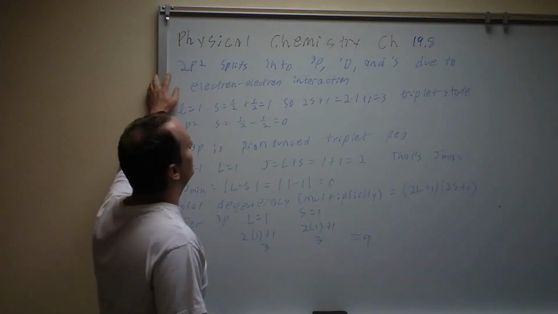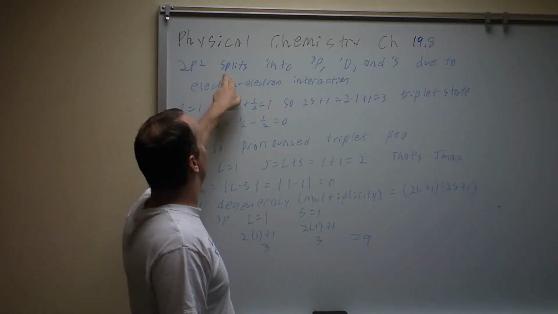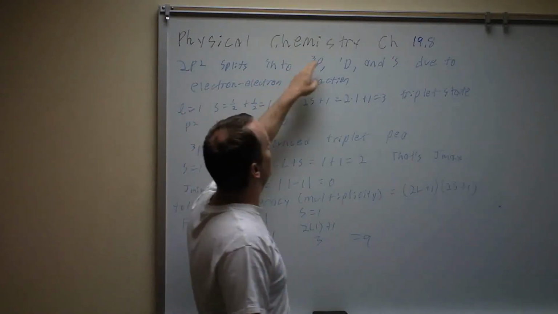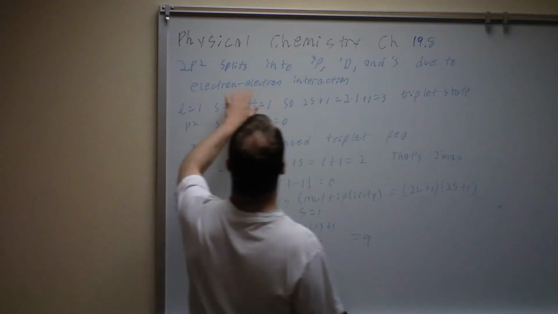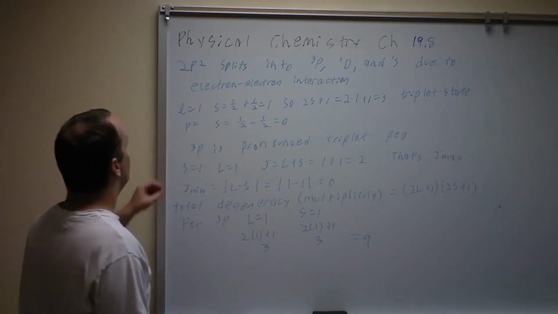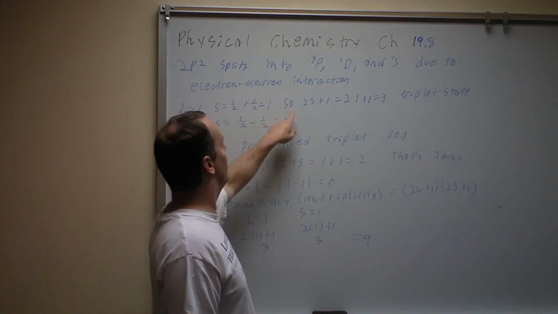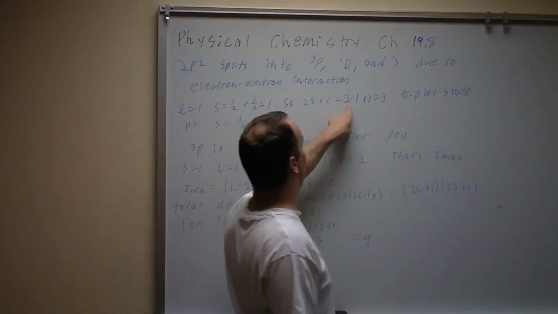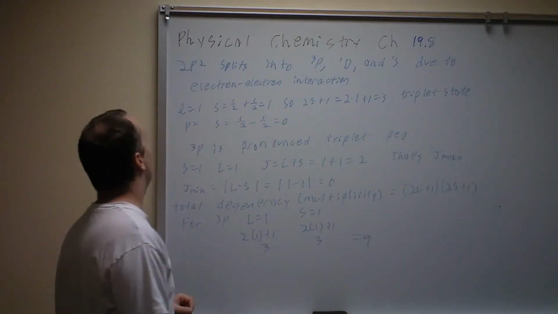Continuing on physical chemistry, chapter 19, section 8. So let's say we have the 2p2 configuration, so that's going to split into triplet P, triplet D, triplet P, singlet D, and singlet S due to the electron-electron interaction. So for lowercase l equals 1, S equals 1/2 plus 1/2 is equal to 1. So we get 2S plus 1 is equal to 2 times 1 plus 1 is equal to 3. And we get a triplet state.